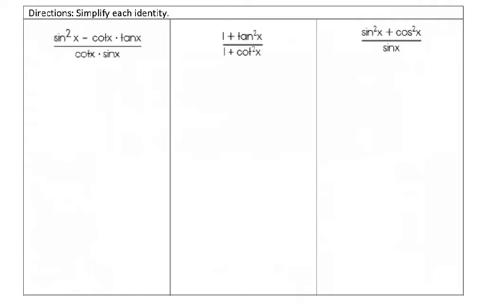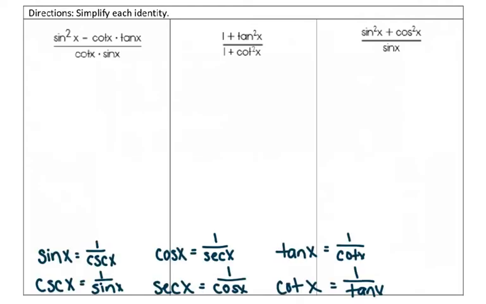Alright, so let's look at these 3 examples. Notice at the bottom of the page, I just wrote those reciprocal identities out again because we're probably going to be using those. Hint, hint, hint. Okay, so if I'm looking at the first one, I could replace this cotangent with one of the reciprocal identities. So cotangent is the same thing as 1 over tangent. So I'm going to replace that with 1 over tangent.